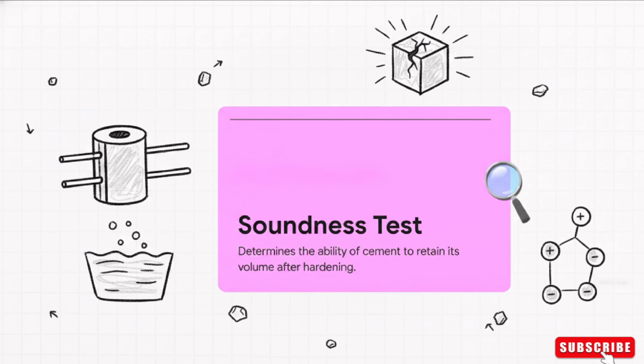Well, this test is incredibly important for detecting excessive quantities of free lime and magnesium oxide. Those specific compounds can cause catastrophic volume changes down the line and seriously compromise the long-term durability of a structure.